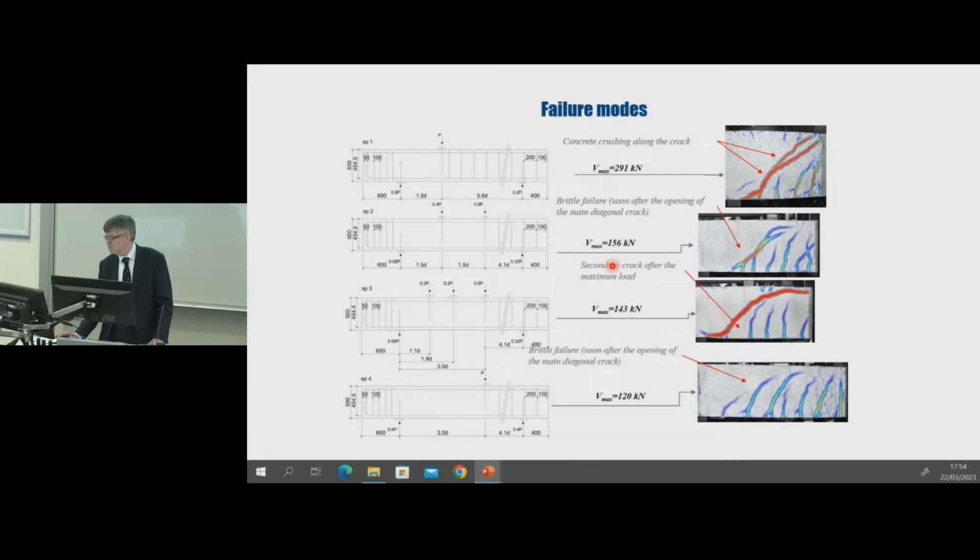Looking at the maximum shear forces at failure of these beams, we see that the beam just loaded at 1.5D was significantly stronger than the other beams, all of which failed at comparable maximum shear forces.